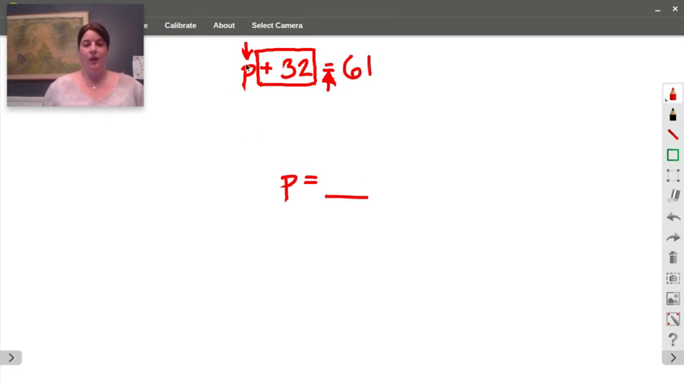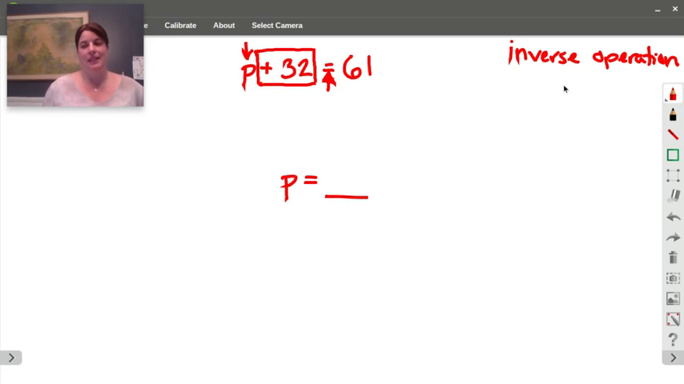So when we're working on equations, the only way to get rid of terms on one side of the equation is to use the inverse operation, which is the same as saying the opposite operation.